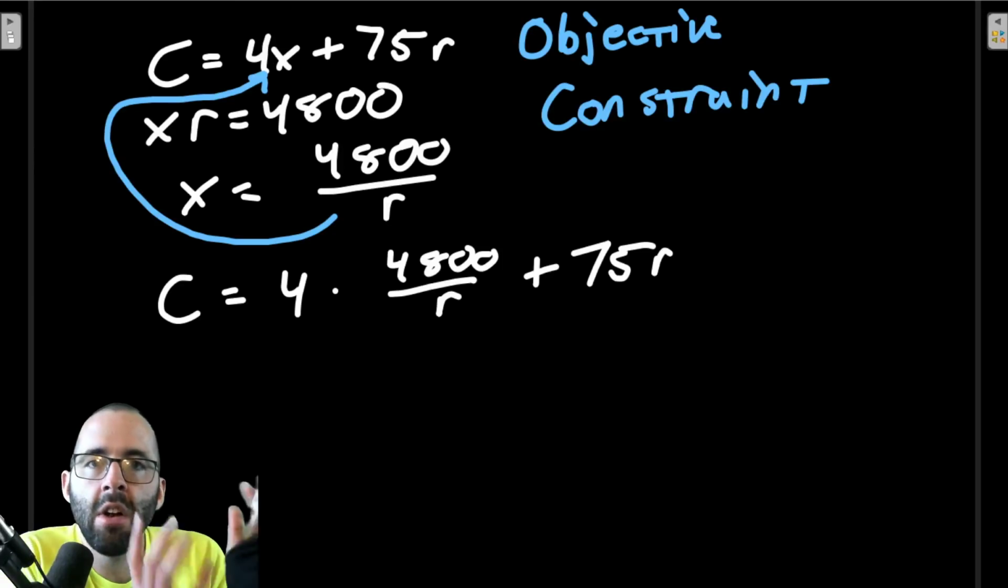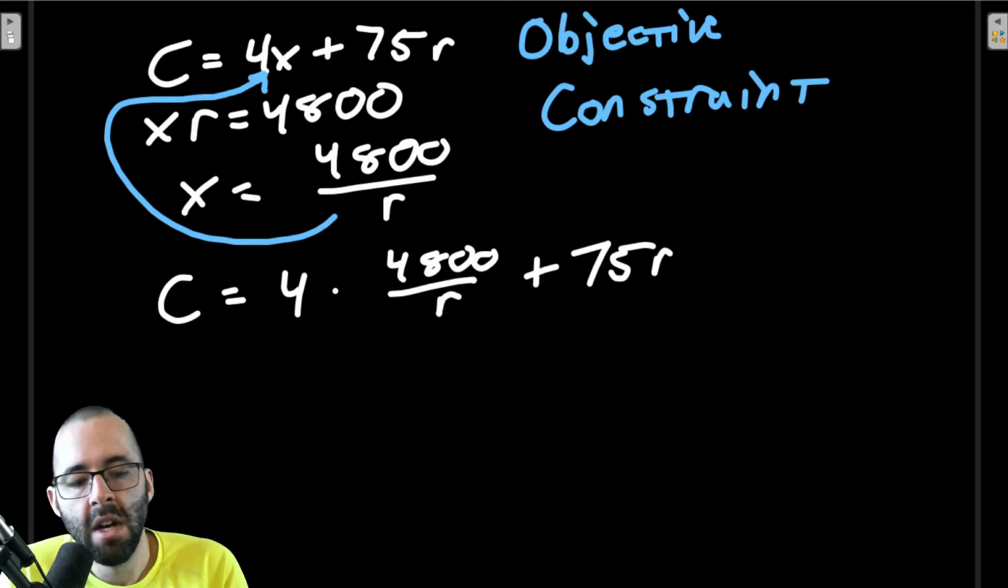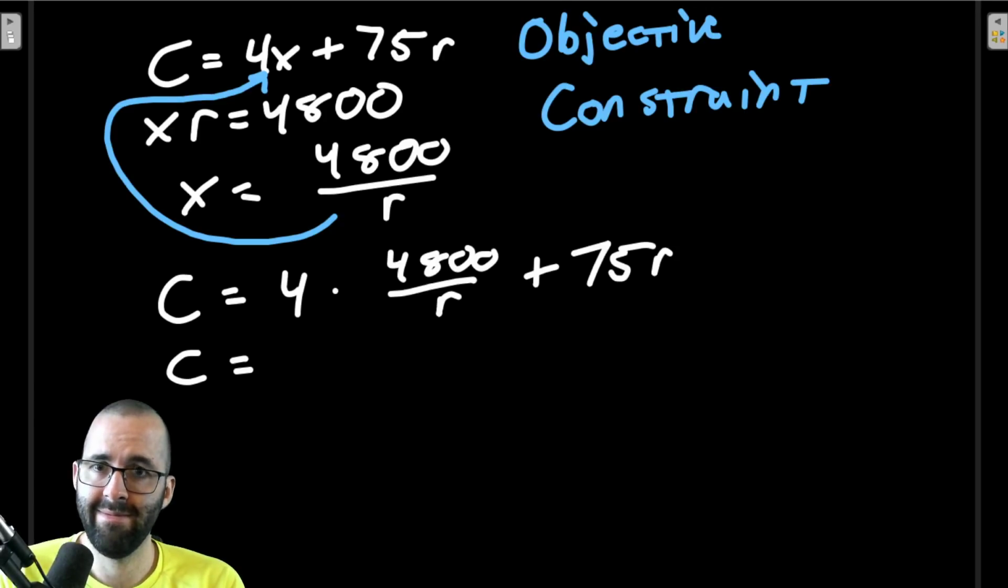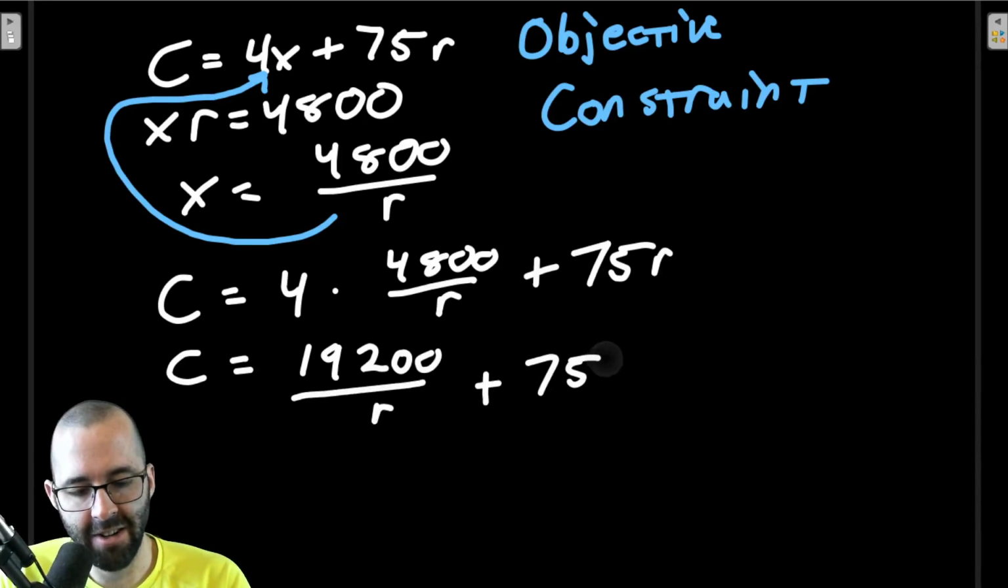So this is just another way of coming up with the cost function. This is not a new problem, really. It's a little new, but it's just another approach. Let's simplify this cost function and take the derivative. 4 times 4,800. That's 19,200, I think. Use a calculator. Don't try to do this.